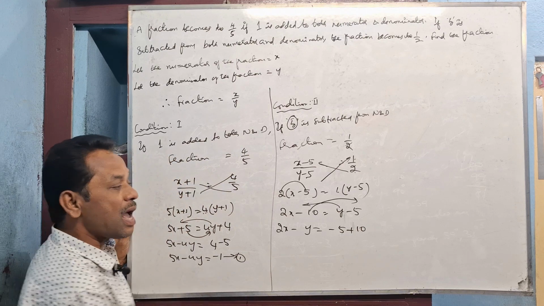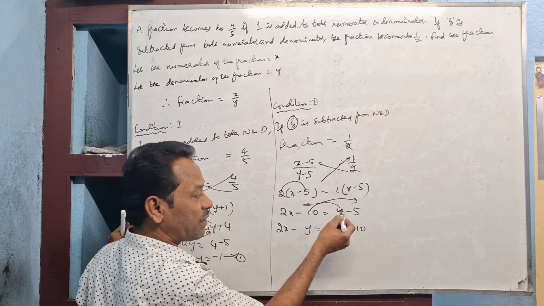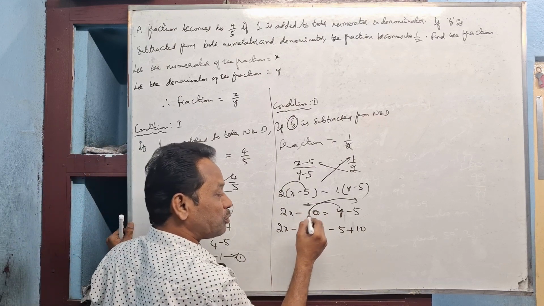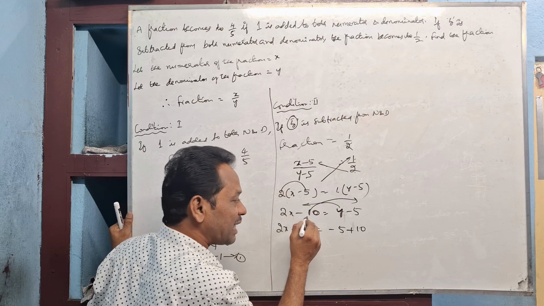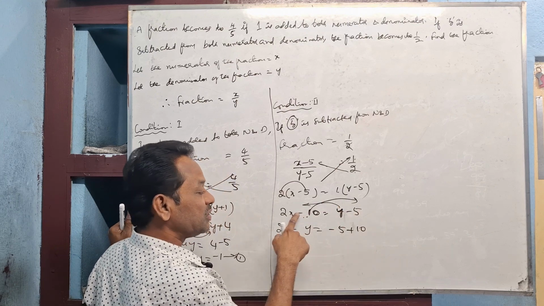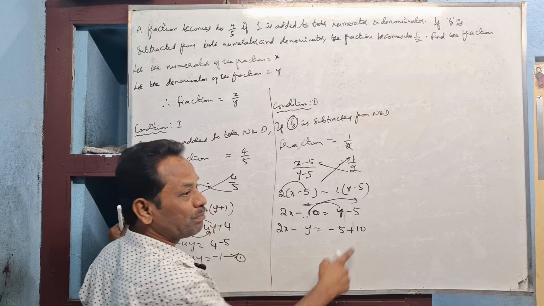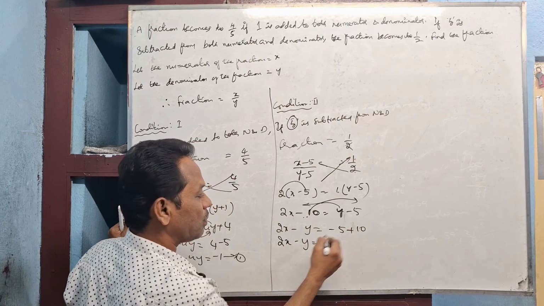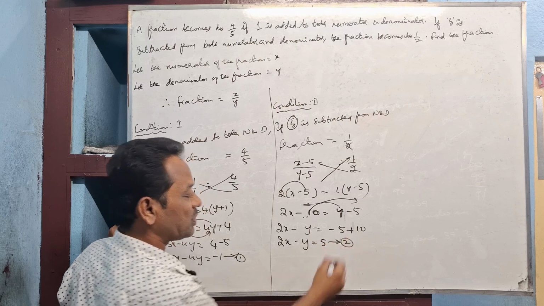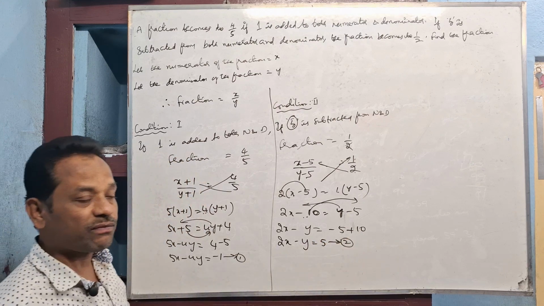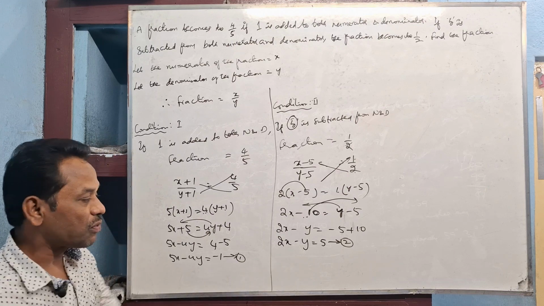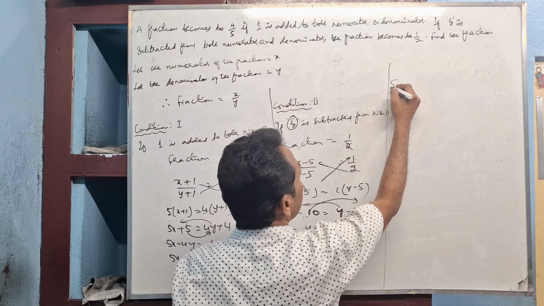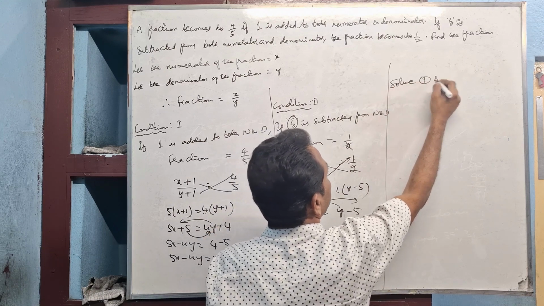So what I'm doing here, I'm bringing the y term from RHS to LHS, and I'm shifting minus 10 from LHS to RHS. Since it is minus 10, it becomes plus 10. This minus 5 as it is. So 2x minus y equal to 5. Let me take this as equation 2. But how to get x and y from these two equations? By solving these two equations, I'll get x and y. Let us solve equation 1 and equation 2.